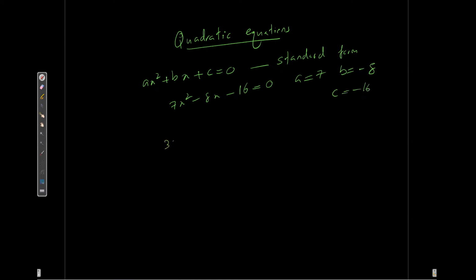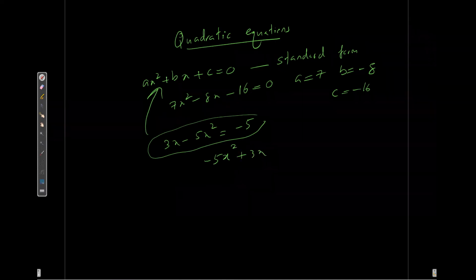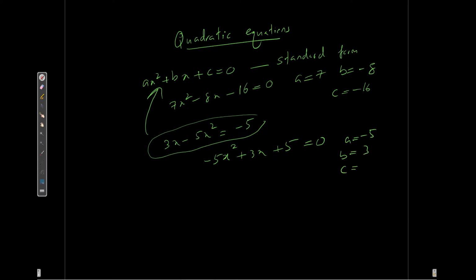How about this? 3x minus 5x squared equals negative 5. This is also a quadratic equation, but it's not in this form. If we convert that into standard form, with the highest power term first: minus 5x squared plus 3x, and take the negative 5 to the left hand side, plus 5. So a is negative 5, b is 3, c is 5. In general, a quadratic equation is an equation where the highest power is 2.